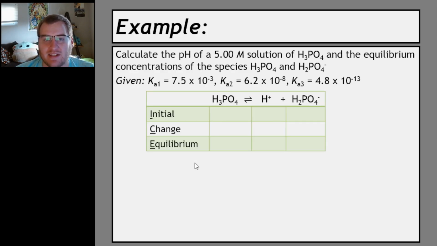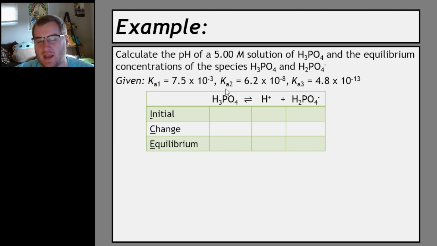So here we have an example of what a problem can look like. This problem would be the problem from hell if we had to do it fully all the way out. But we're not going to have to. Calculate the pH of a 5 molar solution of phosphoric acid, H3PO4, and the equilibrium concentrations of the species H3PO4 and H2PO4 minus.